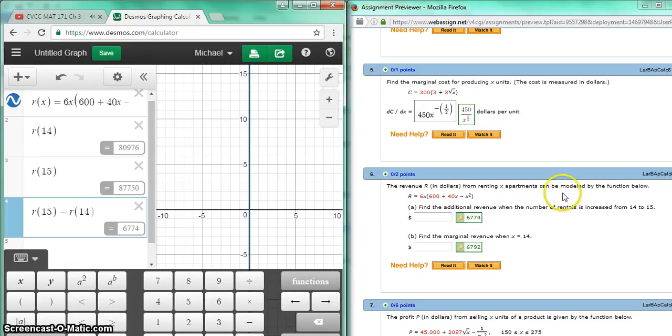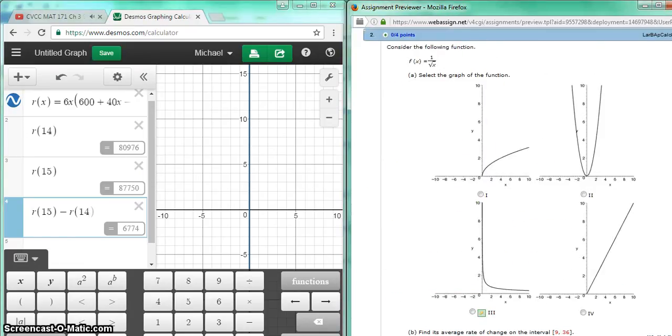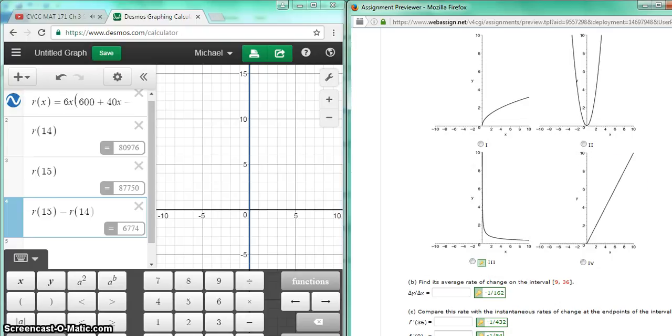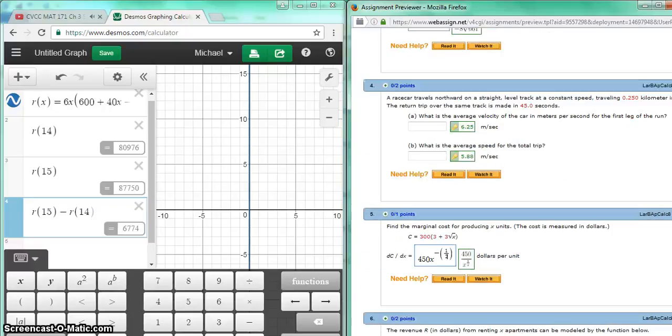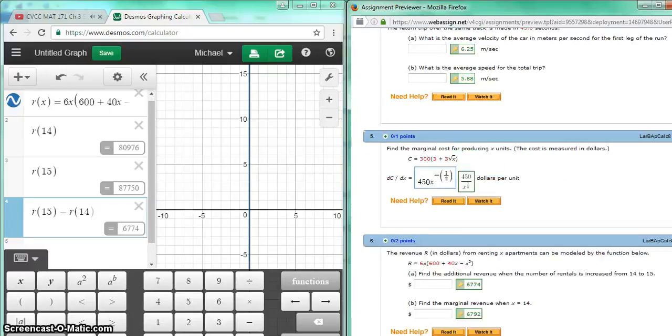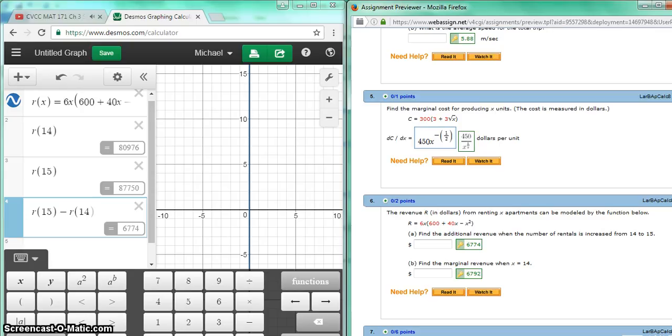So additional revenue or rate of change, like on this problem up here, the average rate of change, that's finding a slope between 2 points. Or if you're finding a marginal value, like on 5 or 6, that means you take the derivative of the function and then you plug in, you want to find the slope at a particular value, like 14.